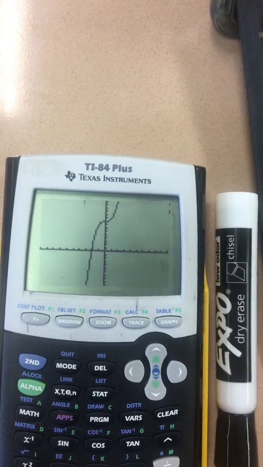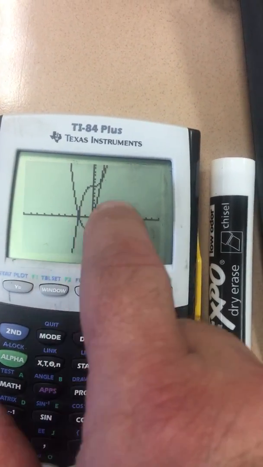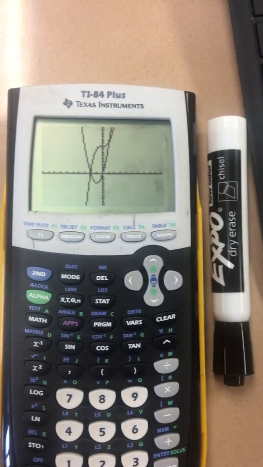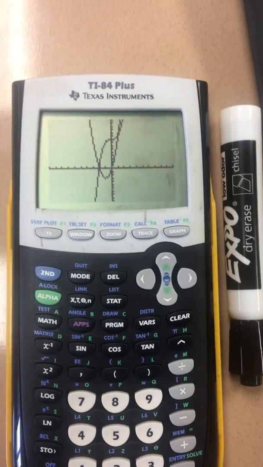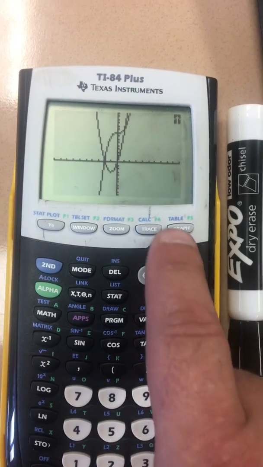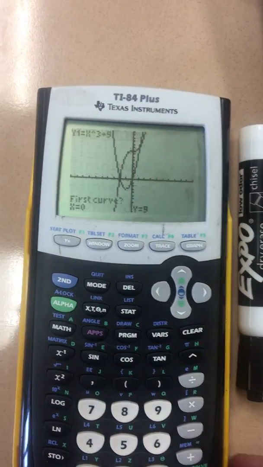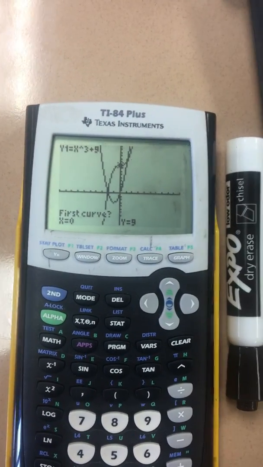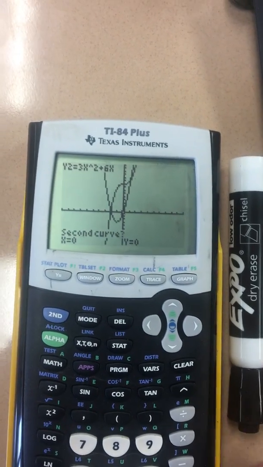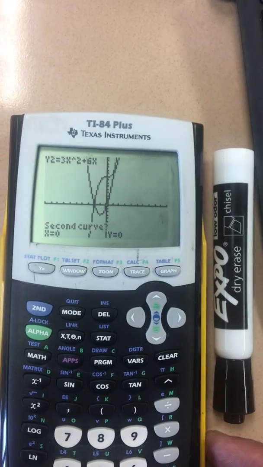And we can see it'll just move the graph up a little bit so we can see that it intersects there and it intersects right there. Now I've got 2 places of intersection. Now this is a key sequence that you're going to get used to. You're going to hit second and then calc, because that's in blue. We're going to go down to number 5 for intersect. It says the first curve. My first curve is x cubed plus 9. I'm going to hit enter. My second curve, my y2, 3x squared plus 6x. I'm going to hit enter.